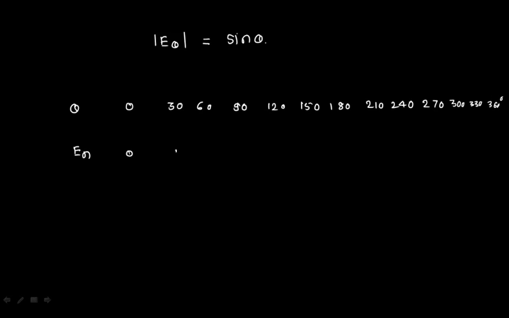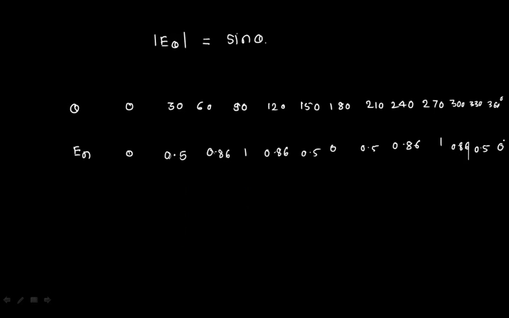For 30 degrees, how much value will it give? It will give 0.5. For 60 degrees, I'll get 0.86. You just try this one. For 90 degrees we get 1, for 120 we get 0.86, then for 150 we get 0.5, then 180 gives 0. For 210 it is 0.5, repeating, and for 240 you'll see 0.86. For 270 degrees you'll get 1, 0.86 for 300, then for 330 you will get 0.5, and for 360 again 0.